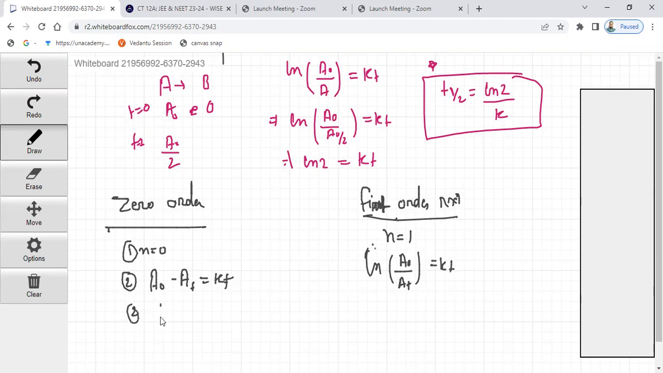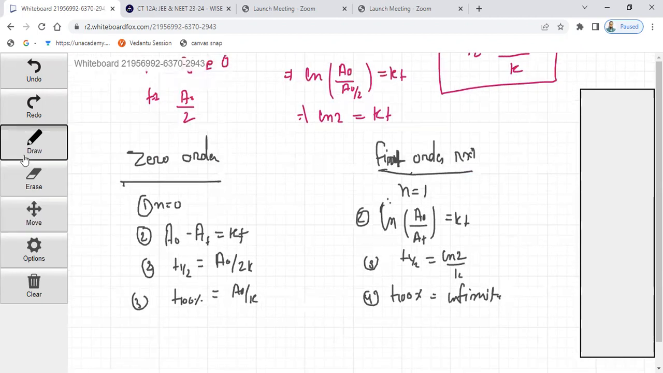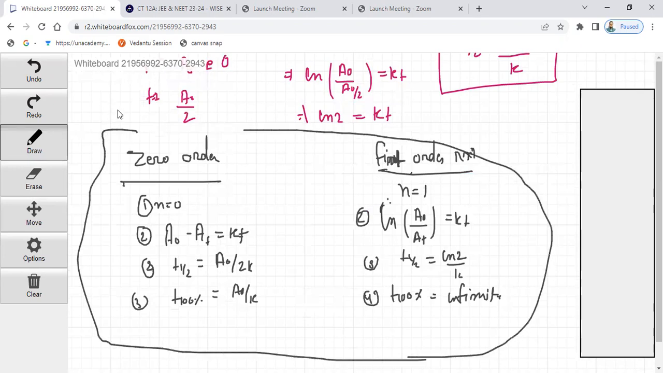Here we can write that T half will be equal to A naught by 2k. For the first order, T half will be equal to ln 2 by k. Third formula is T 100%. T 100% will be equal to A naught by k. Fourth, for the first order, T 100% is infinite time. You have to remember only these formulas to solve any type of numerical for JEE in the first order and the zero order chemical reaction. These formulas are important. These are the conclusion of our topic.